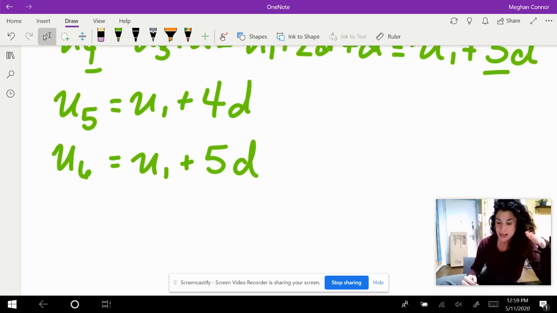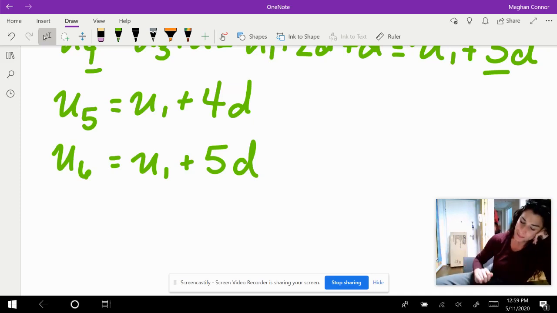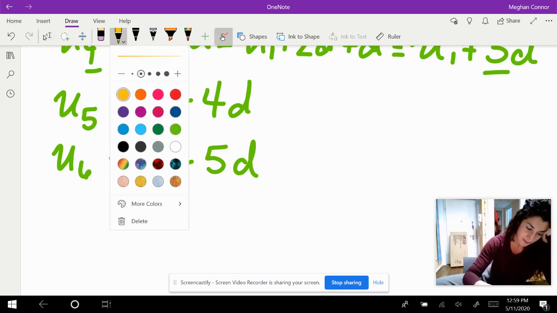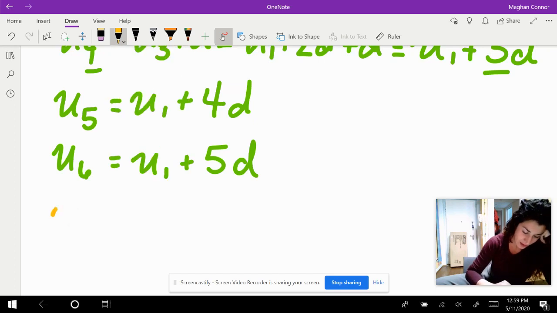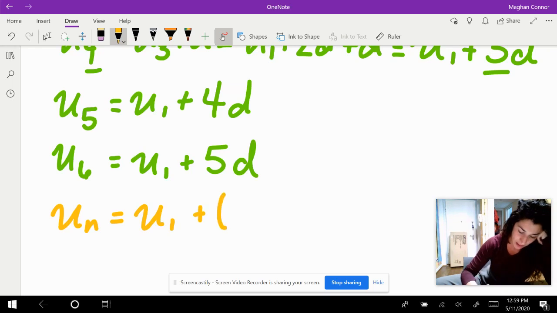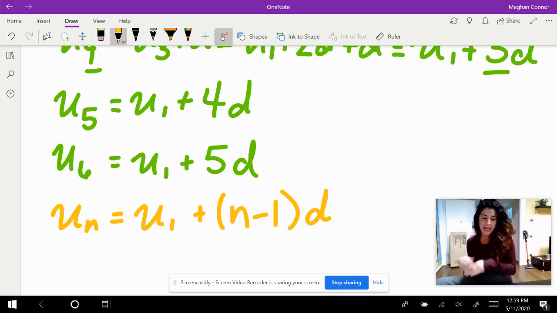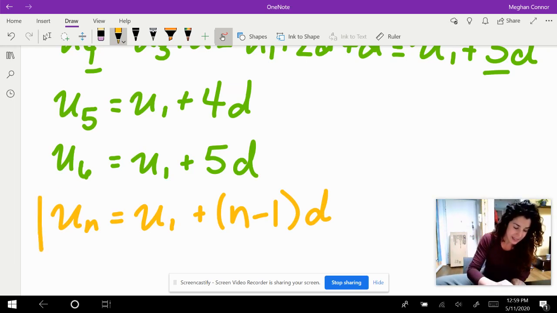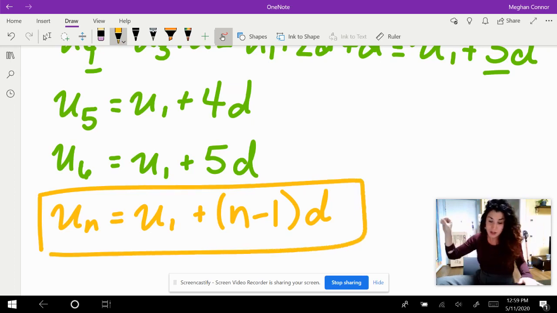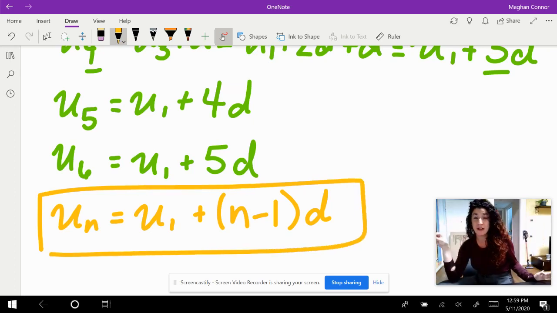It's at the very top of your first or second page of your formula packet. The final formula is u sub n equals u sub 1 plus n minus 1 times d. And that's how you make your equation. You can find this in your formula packet, so if you want to write a little note to yourself, you can even write down what page.